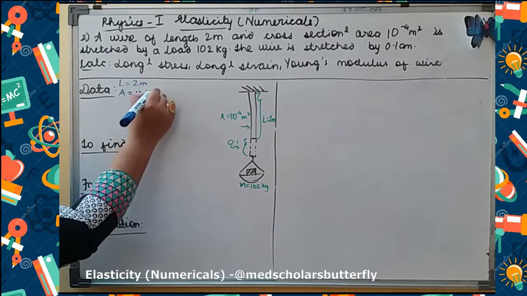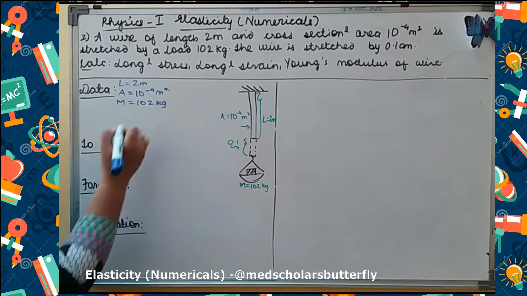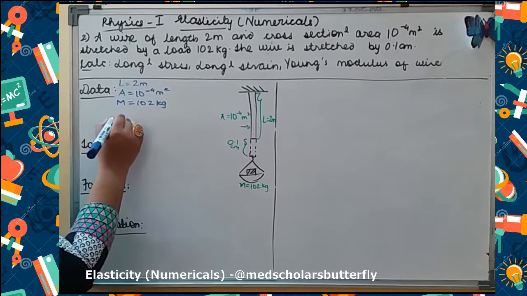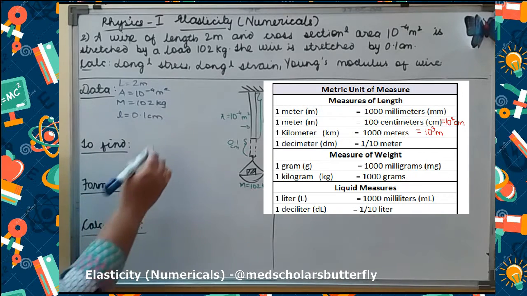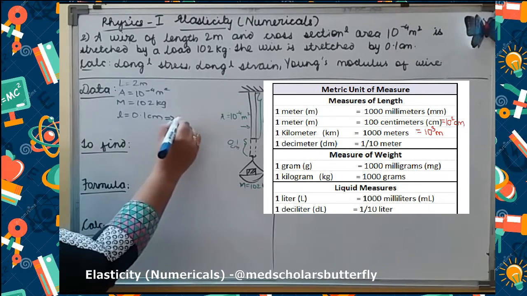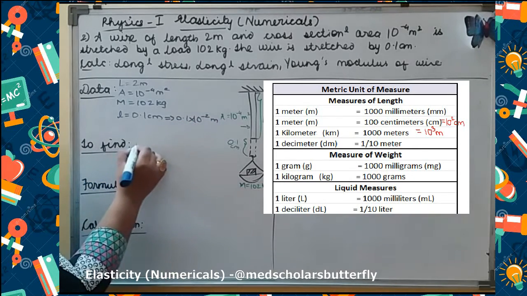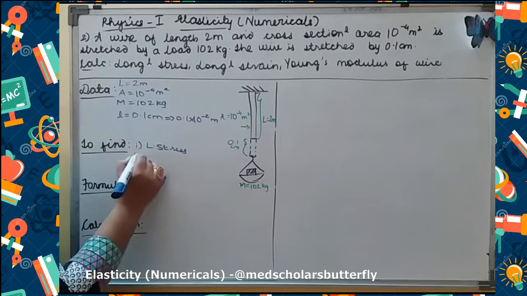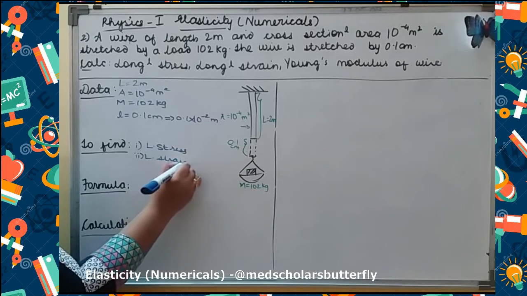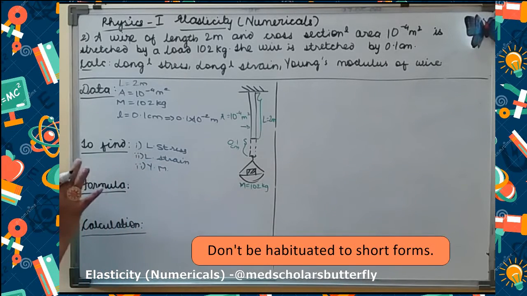Area of cross section is given. 0.1 centimeter, we will convert it into meter. So this will be nothing but 0.1 into 10 raised to minus 2 meter. We have to find longitudinal stress, longitudinal strain and Young's modulus. Please do not write the short form, you have to write it in full form.